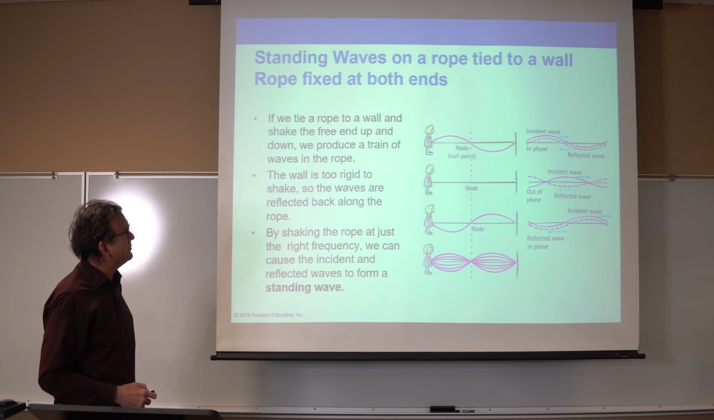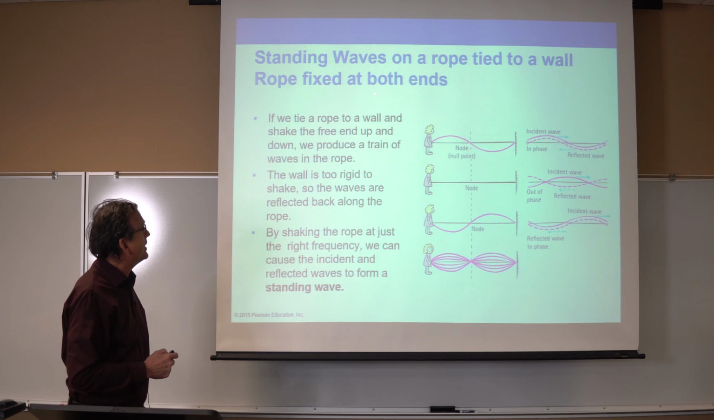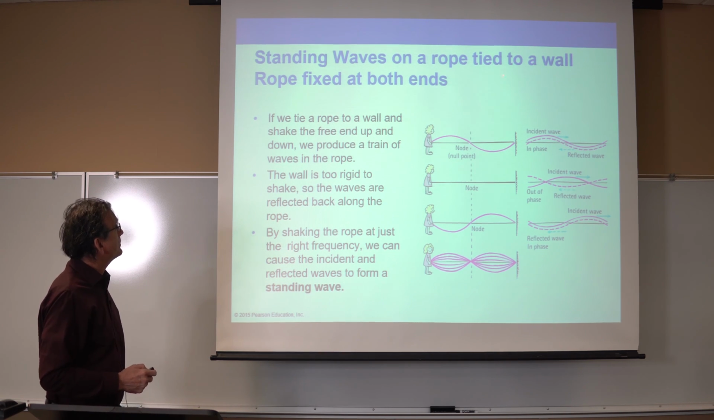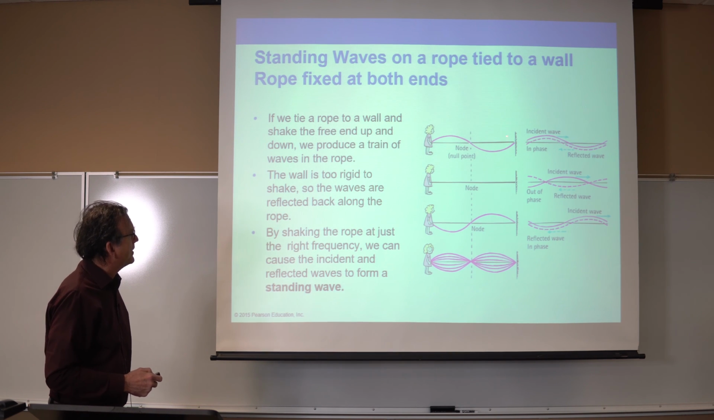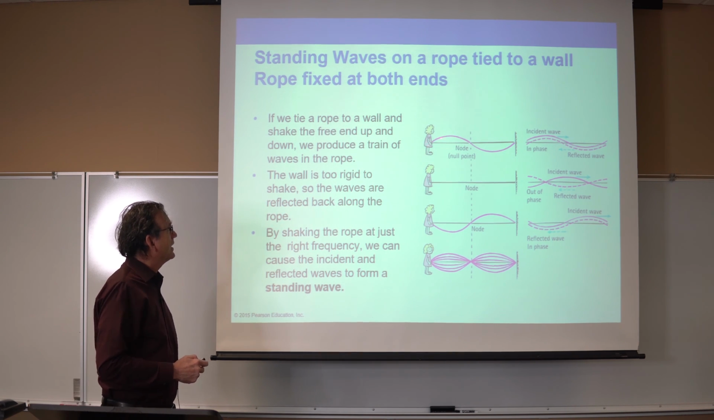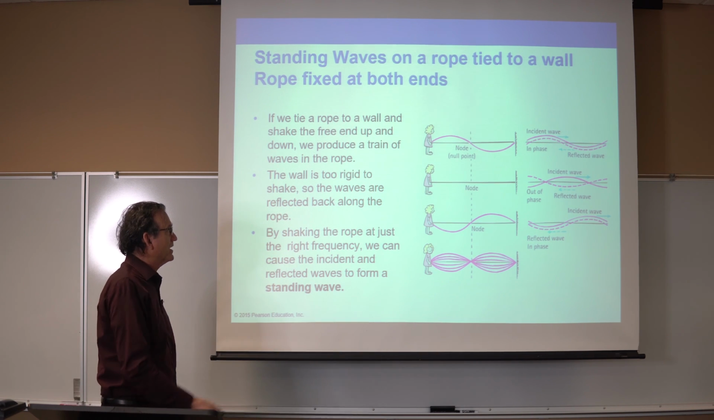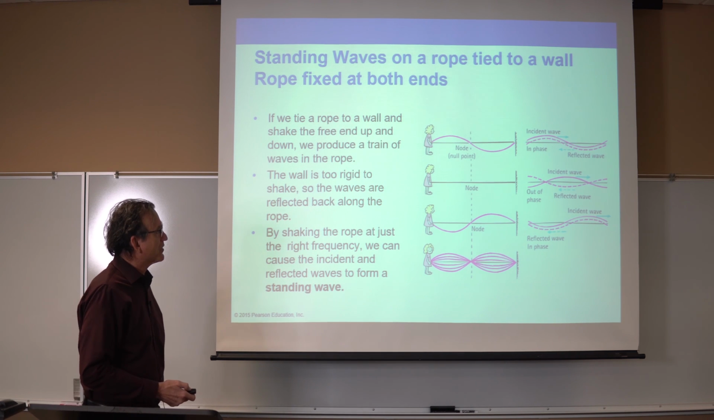So we can do a similar type of experiment with standing waves on a rope that is tied to a wall. And in this case, we consider the effect of the rope being fixed at both ends. Now, initially, the girl at the end of the string has to be shaking the rope in order to get it to move at all. So we have to start the wave motion.